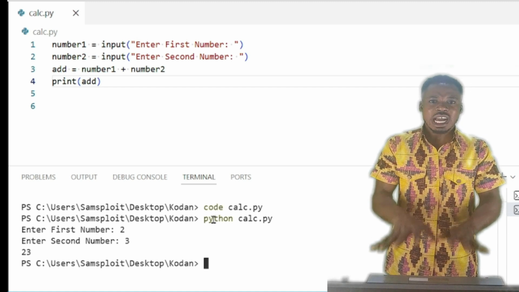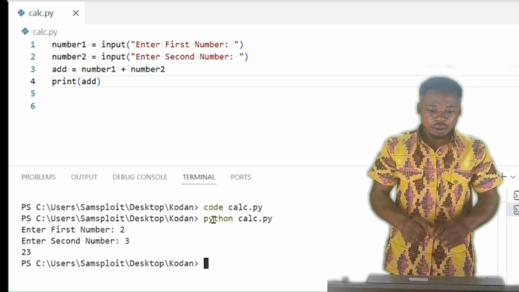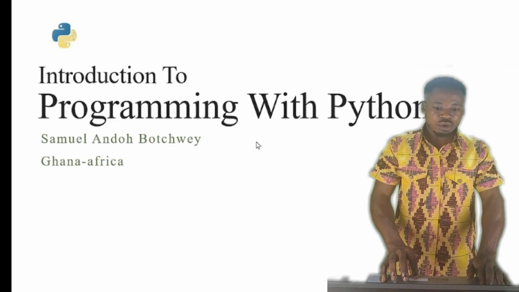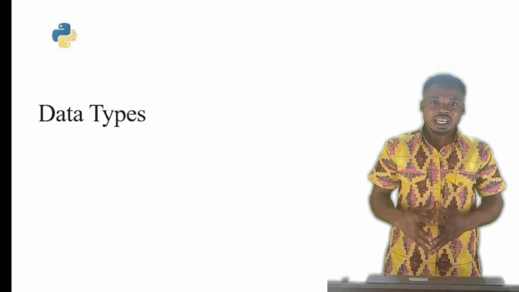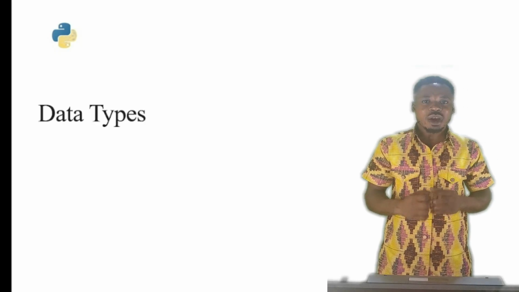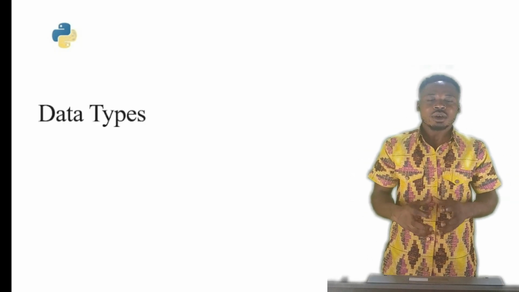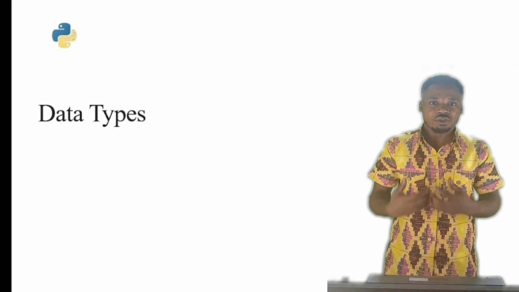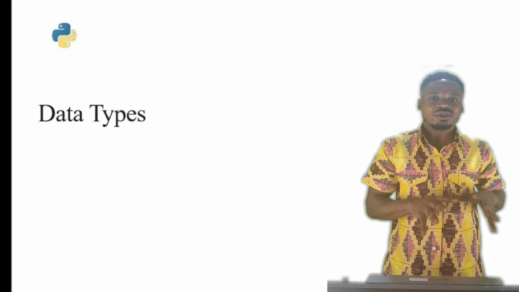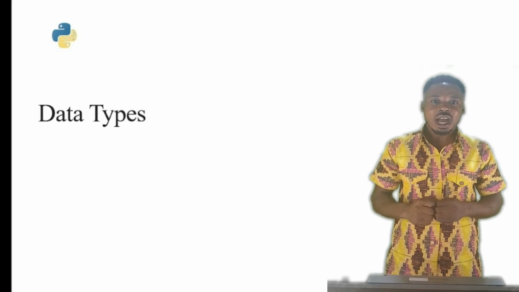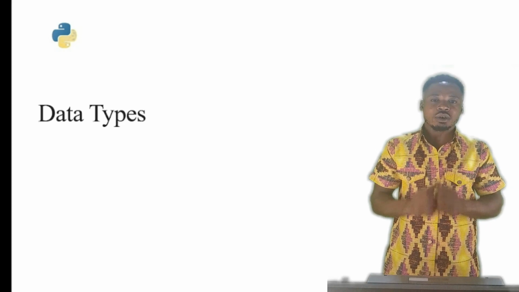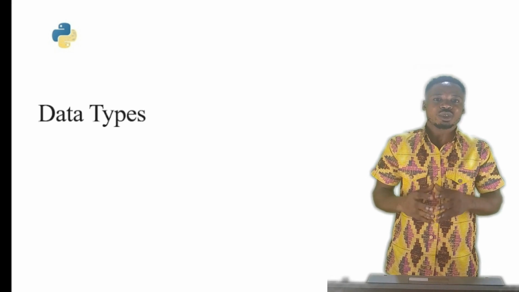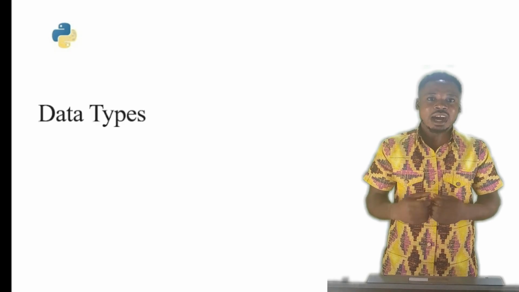So how do we actually handle this particular problem? Now, in order to handle this problem, let us turn our attention and look at what is called data types. Now, it turns out that in programming, we deal with so many types of data, or we handle different kinds of data. So these different kinds of data that we handle inside our code are known as what? Data types.